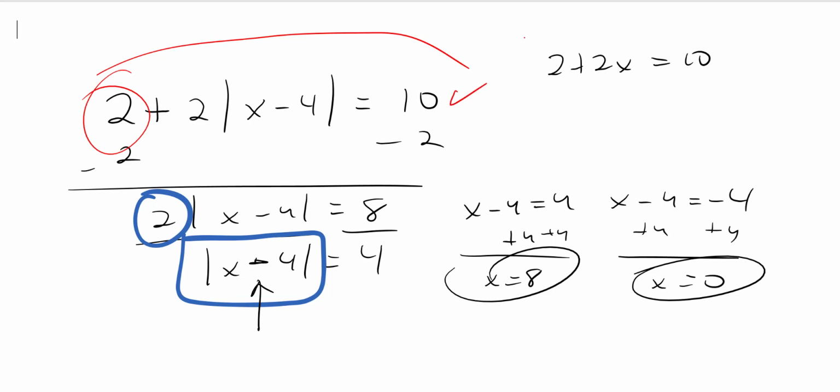Perfect. Okay, if I do 0, 0 minus 4 is negative 4. Absolute value of negative 4 is positive 4. 4 times 2 is 8. 2 plus 8 is 10. There we go. So they both work. They should work. If they don't, then that's very bad. Okay? All right, so let's do a couple more here.